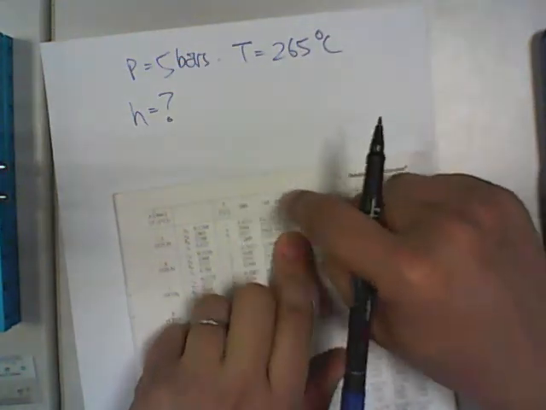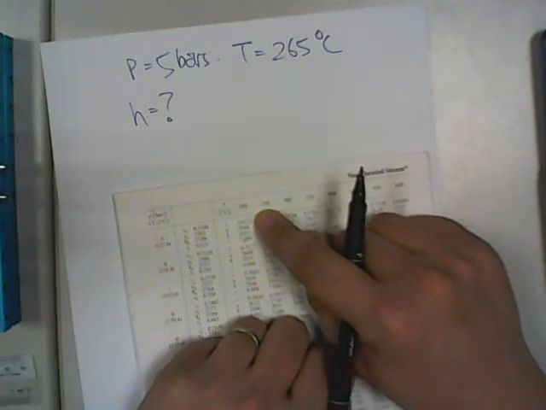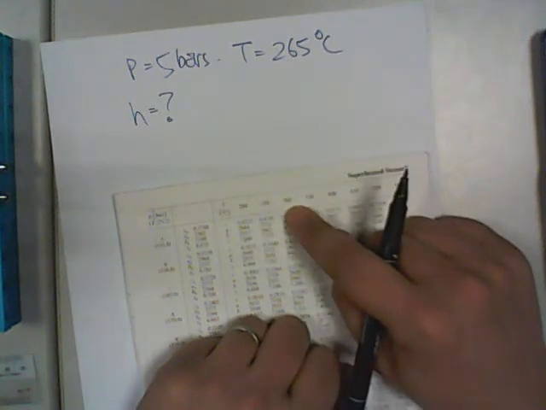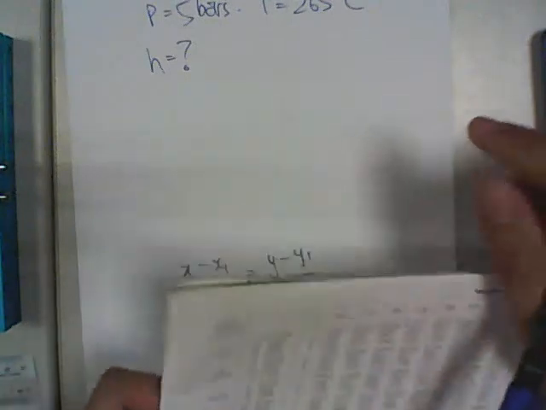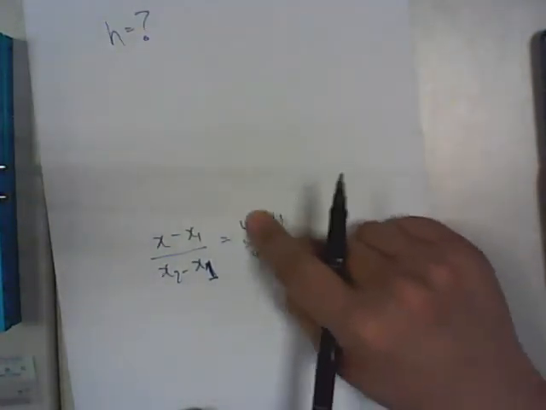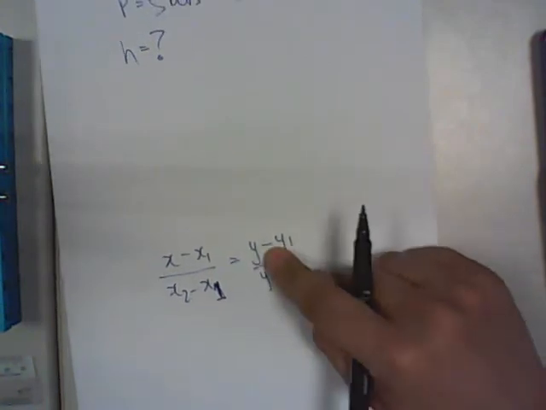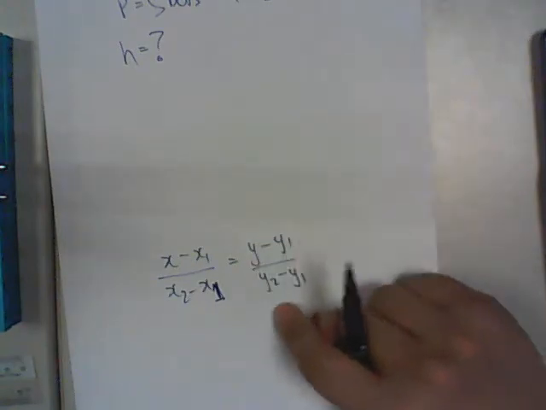You can choose any of the points to be point 1. So let's say we choose 250 degrees to be point 1. So your x1 will be 250. Your x2, your point 2, will be 300 degrees Celsius. And what you want to find will be your y. In this case, you want to find enthalpy, so your enthalpy will be your y.